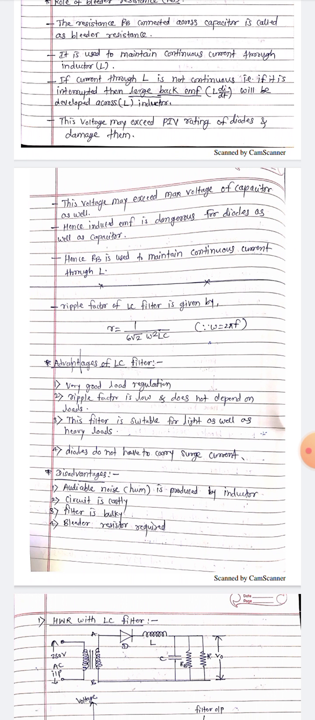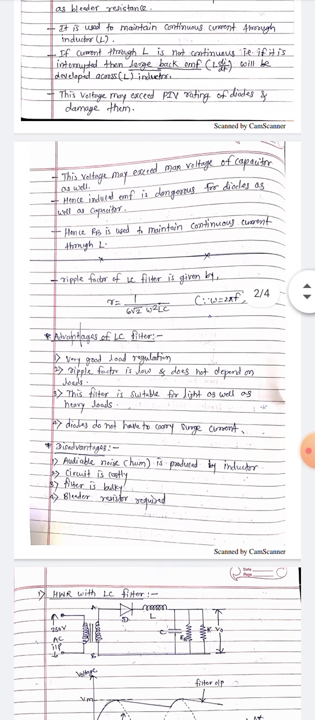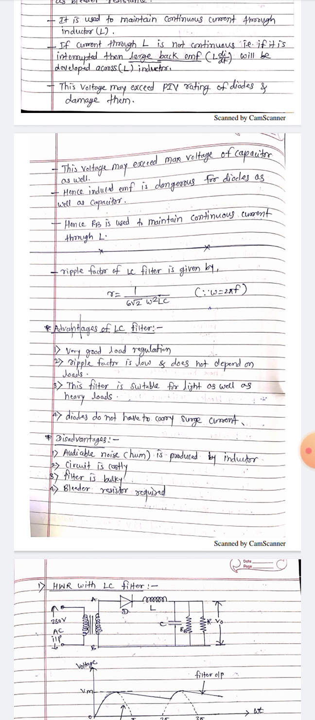What are the advantages of the LC filter? It gives very good voltage regulation. Voltage regulation means that though there are fluctuations in the input voltage, it will provide a constant output voltage. The ripple factor is low, meaning the AC components present at the LC filter output are very low, so we get a voltage near to DC. This filter is suitable for light as well as heavy loads. Because of these advantages the LC filter is used.